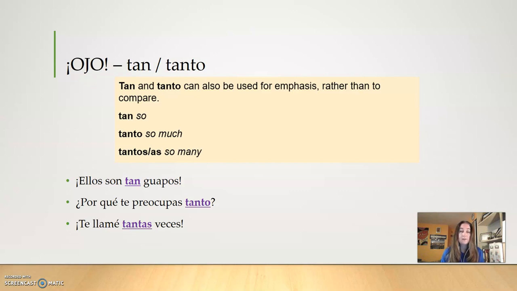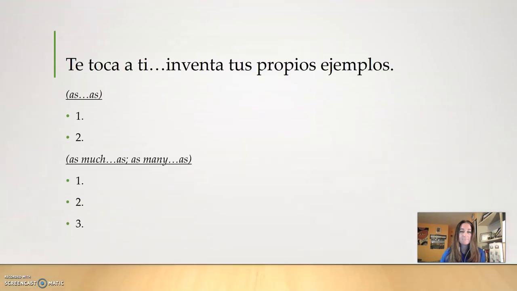Por ejemplo, ellos son tan guapos. They are so good looking. ¿Por qué te preocupas tanto? Why do you worry so much? Te llamé tantas veces. I called you so many times. Ahora te toca a ti. It's your turn. Pause the video e inventa tus propios ejemplos.